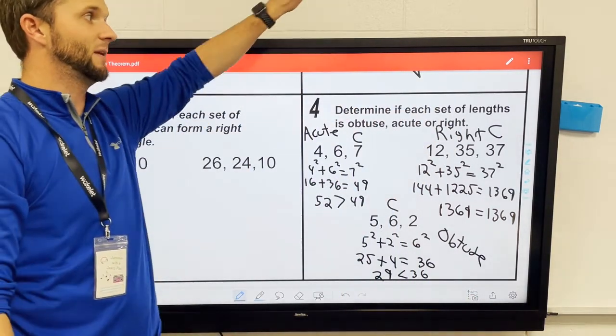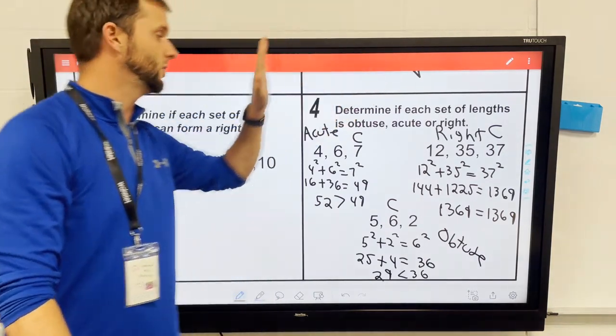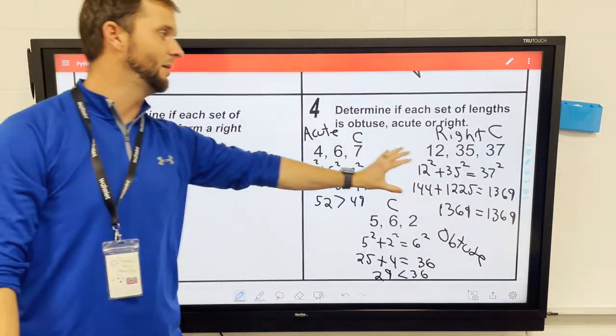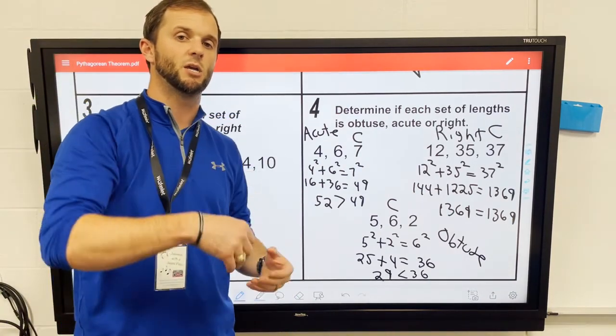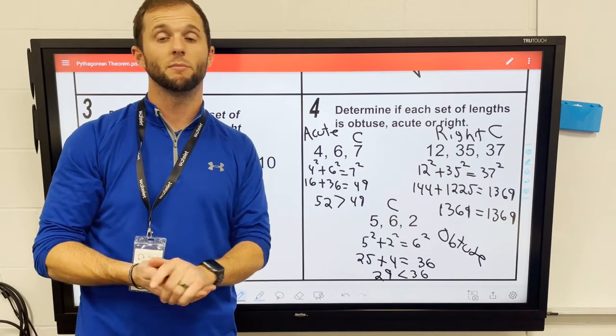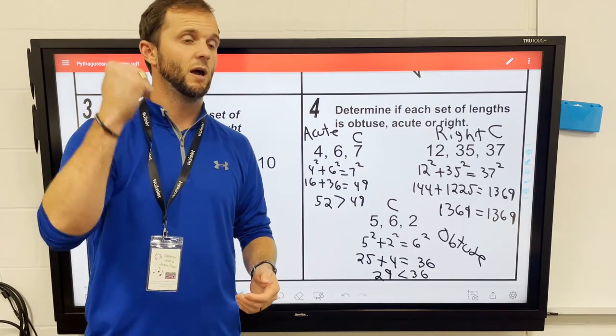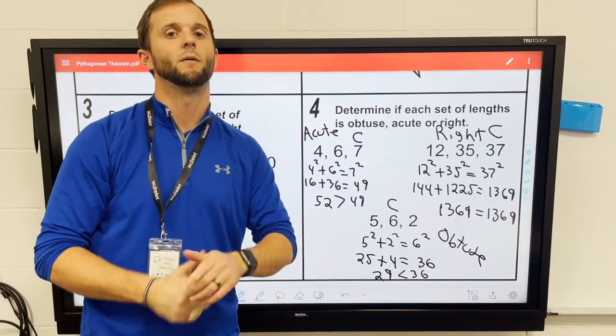All right, so ladies and gentlemen, what you're going to do now is take the information about the Pythagorean triples and the information about figuring out if it's a right triangle or not, and take that into your skill check and work it for me. If you have questions, let me know on Schoology. If not, you've got a teacher in the classroom that can help you out. Take it easy.